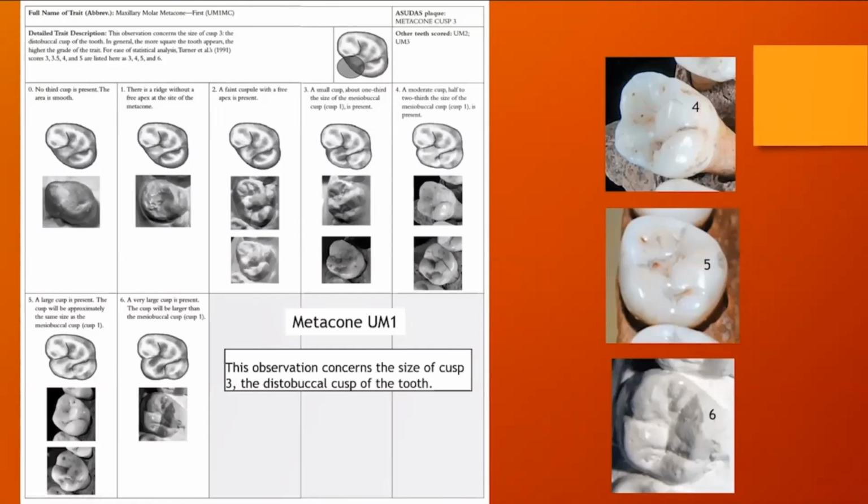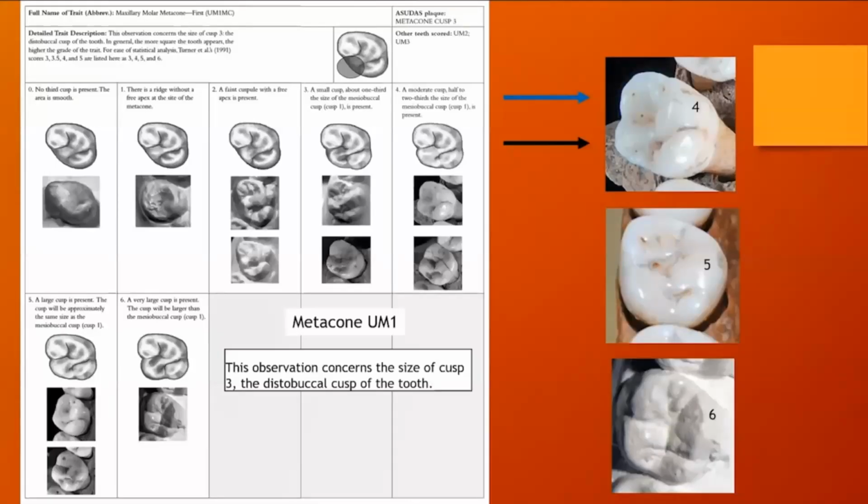And the first trait I'm going to talk about is the maxillary metacone. So this is that distobuccal cusp on the tooth, and what you're really looking at is the size of that cusp in comparison to the mesiobuccal cusp. That's what it is: how big is it compared to the other cusp. So if we look here, this is the cusp that we're interested in, that distobuccal cusp, and this is the cusp we're comparing it to, the mesiobuccal cusp. And all you're doing is comparing the size.